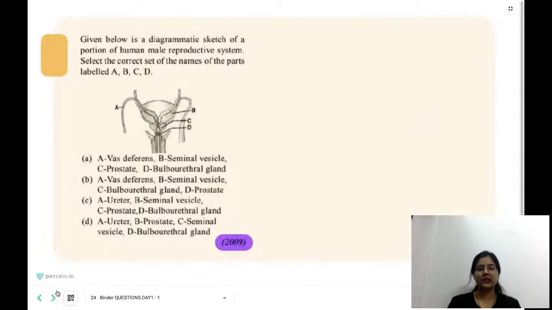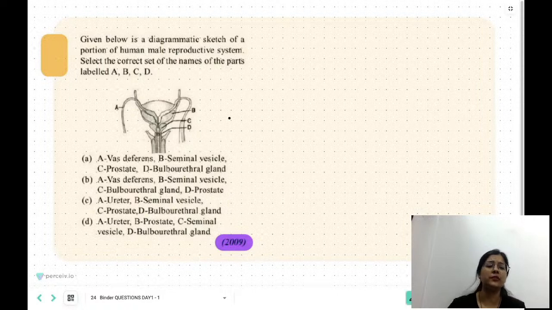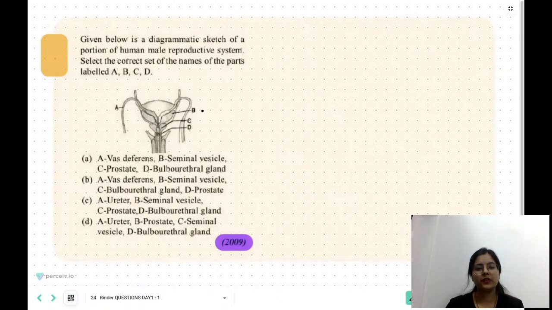Now let us discuss some of the questions that have been asked in previous years of your NEET examination. There's a question given below, which is a figure, and you have to label all the different components: what is the A component, what is the B component, C and the D component.